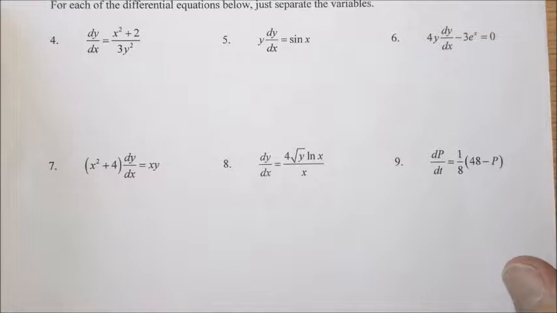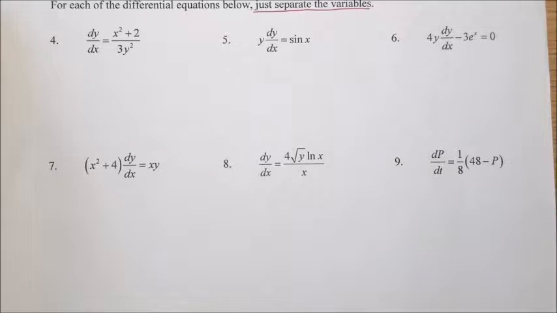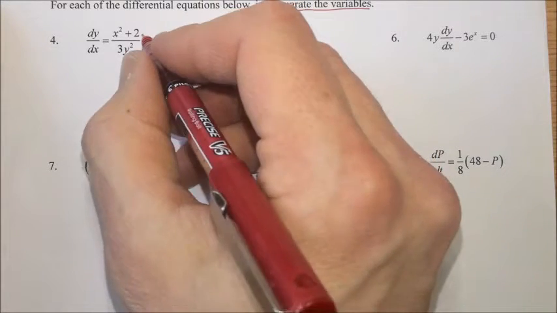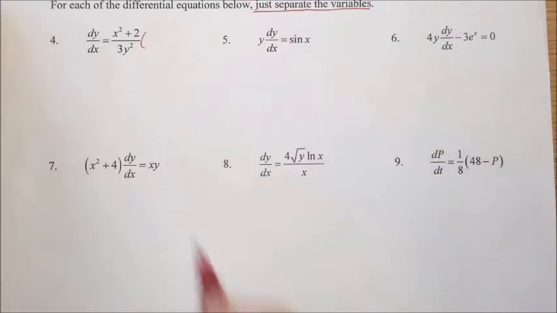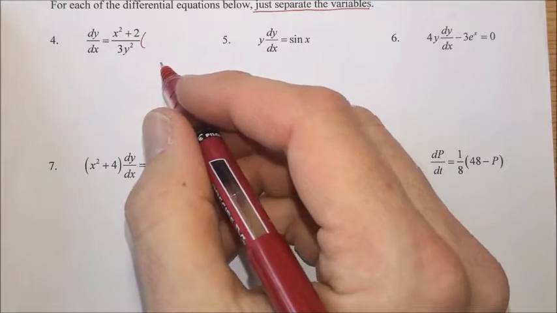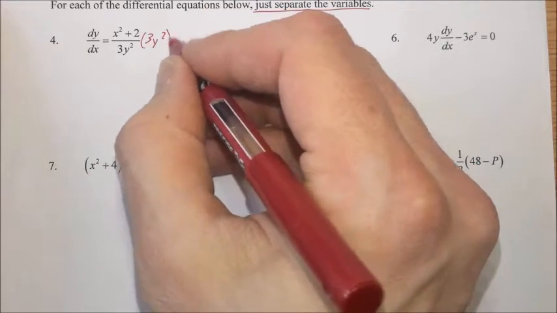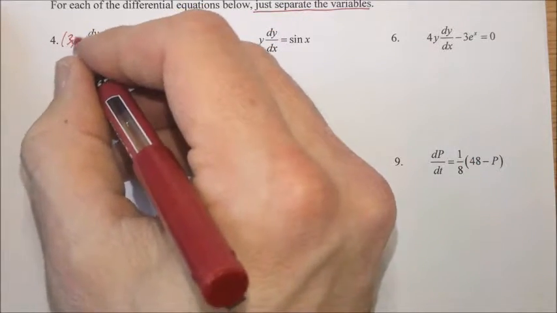Okay, now problems 4 through 9. Our charge is to just separate the variables. So for number 4, we're going to need to multiply both. You have a choice here. You can multiply by just y squared. Because 3y squared has a nice antiderivative, I guess the best thing to multiply by here would be 3y squared.